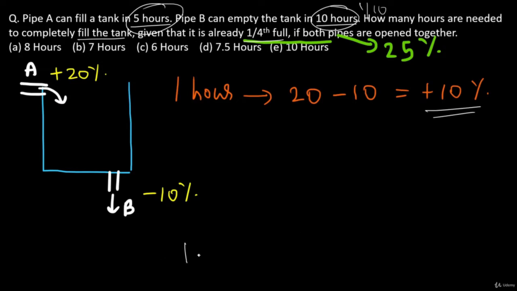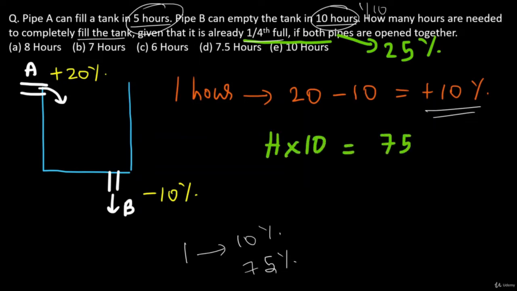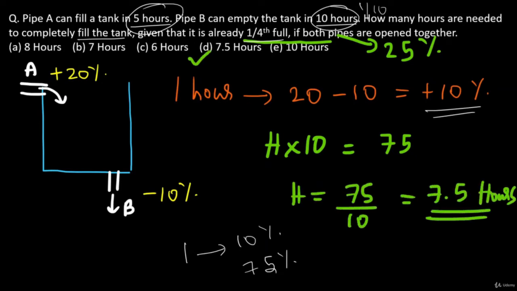In 1 hour, we fill 10%, right? So how many hours are required for 75%? That would be 1 by 10 into 75, right? So that's the same thing as h into 10 is equal to 75. Therefore, h is equal to 75 by 10, which is equal to 7.5 hours. Alright, so that's the answer to this question, which is answer option D.